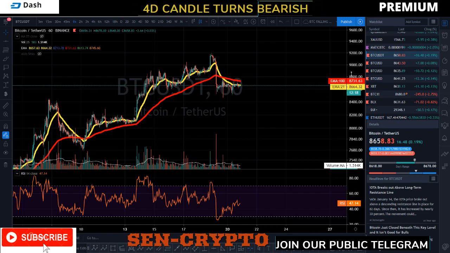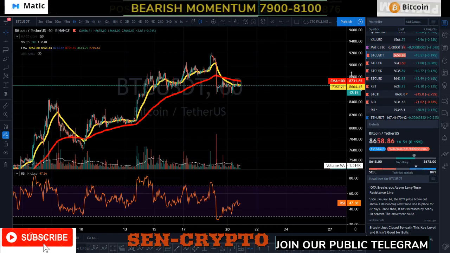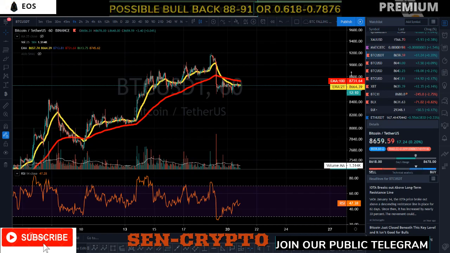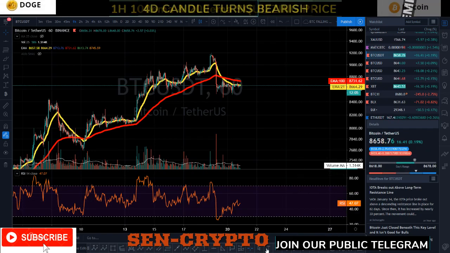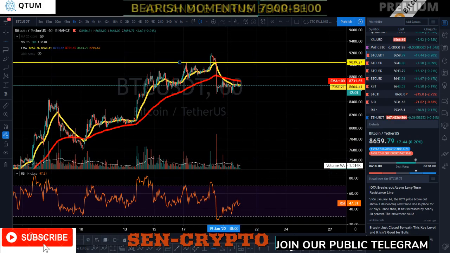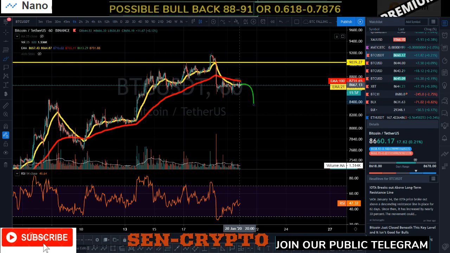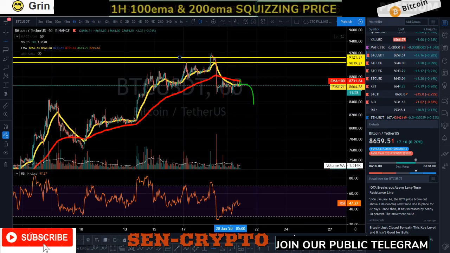The 4-day chart, the 1 hour 100 EMA and 200 EMA support, we could be looking for 81 to 79, and the resistance we're looking for is roughly around 88 to 91. I'm basically looking at the 88 to 91 range. Okay, market is pretty bearish. I'm not saying it cannot drop, right? It definitely can drop, but the safest entry is basically the 88 to 91 range, this top.